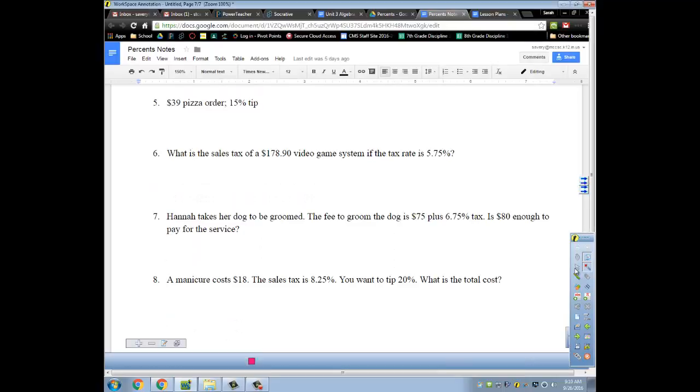Okay, number 5, we're buying pizza for $39 and we're going to tip 15%, so multiply by 0.15. And that is going to give me $5.85. So to figure out the total, 39 plus 5.85 is going to give me $44.85.